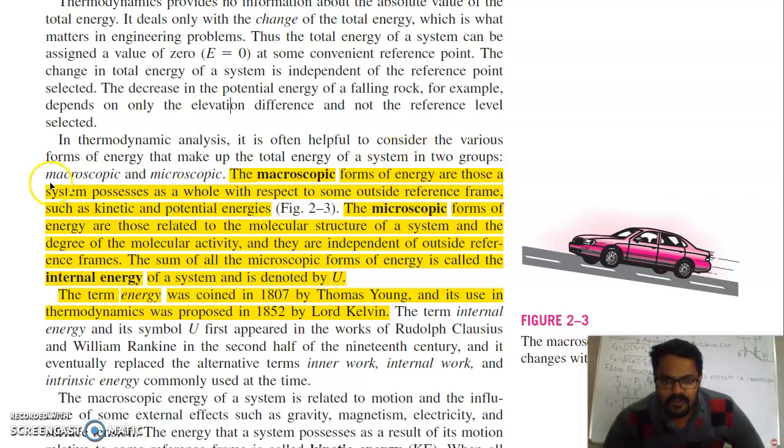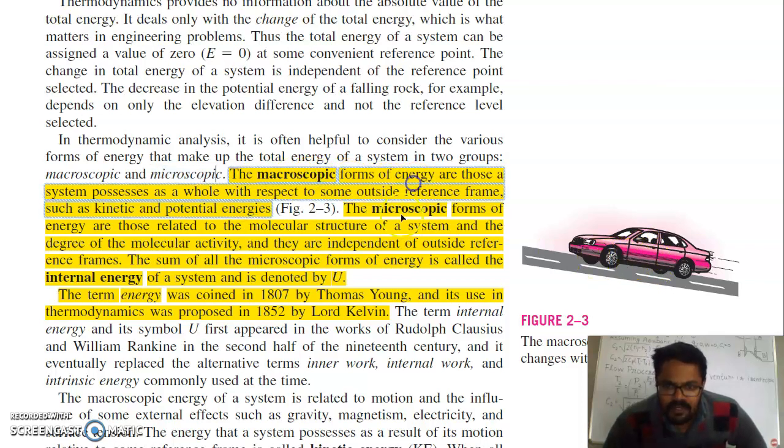In thermodynamic analysis, it is helpful to consider the various forms of energy. Actually there are two types of energy: one is the macroscopic group, another is the microscopic group. Let's understand this. Suppose this car is moving. The macroscopic energy of an object changes with velocity and elevation. The velocity of this car is macroscopic, because it is at a bigger level, you can visualize it. And whatever energy is within the molecules and atoms, or the material, that is microscopic.